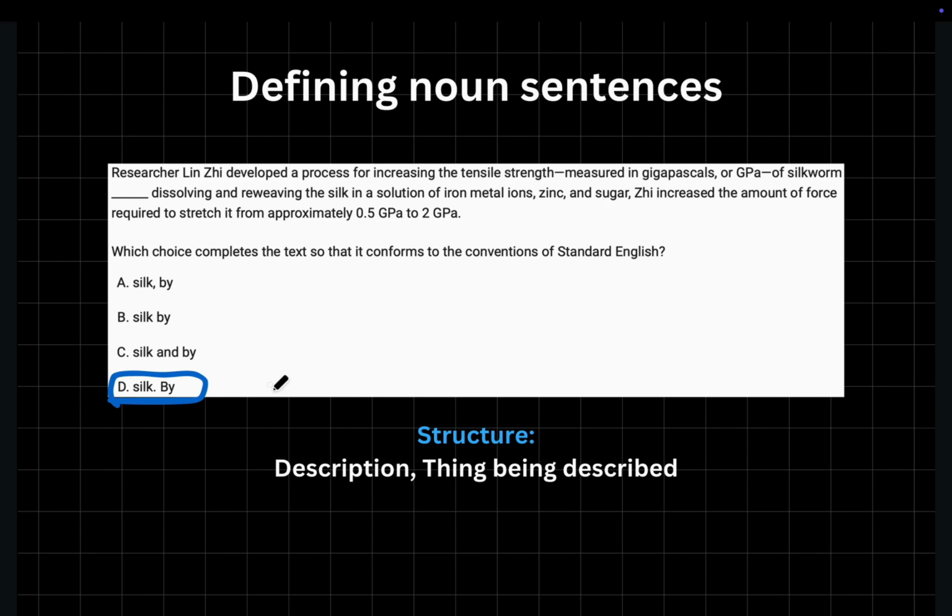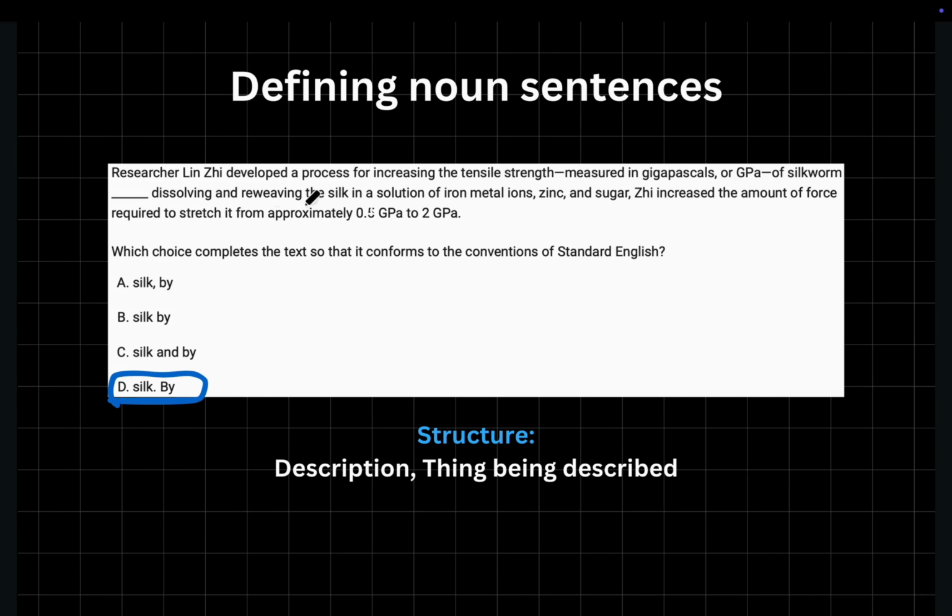So why did I put this in the defining noun sentence question part? Well, I've seen many students read the text like this. Researcher Lin Ji developed a process for increasing the tensile strength, measured in gigapascals or GPa, of silkworm silk by dissolving and reweaving the silk in a solution of iron metal ions, zinc and sugar. Ji increased the amount of force required to stretch it from approximately 0.5 GPa to 2 GPa. So they connect the two lines and they would pick the wrong choice. Defining noun sentences are the reason why students mistakenly connect the two lines.